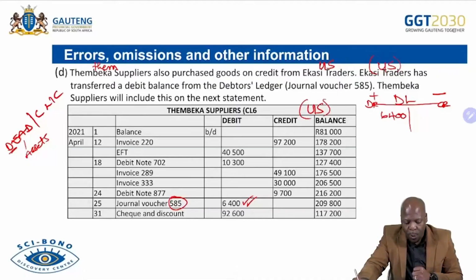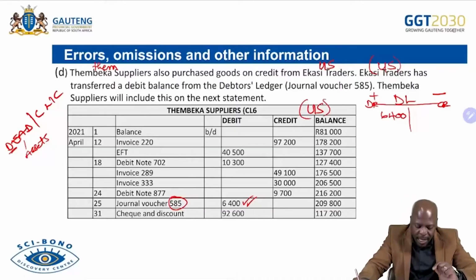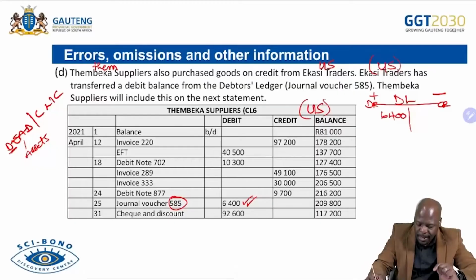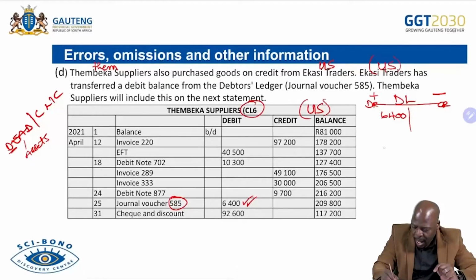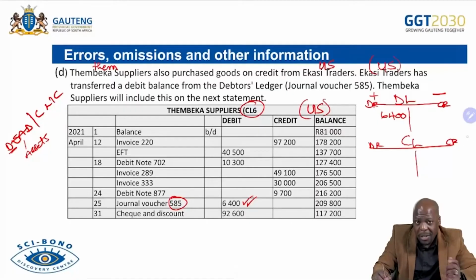Now, we have transferred a debit balance from the debtors ledger, okay? Where are we transferring it? To the creditors ledger, because you can see we're in the creditors ledger. So that means I need to have my creditors ledger here. Creditors ledger also has a debit, it has a credit. Remember, creditors ledger, creditors, it is a liability. You're correct. It's going to have a plus and it's going to have a minus.